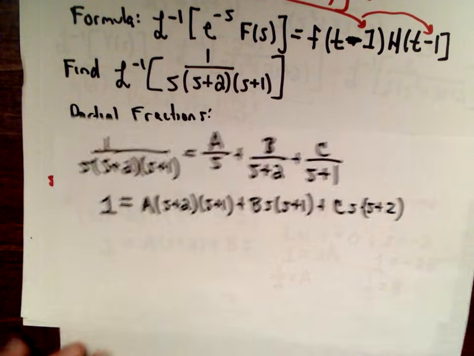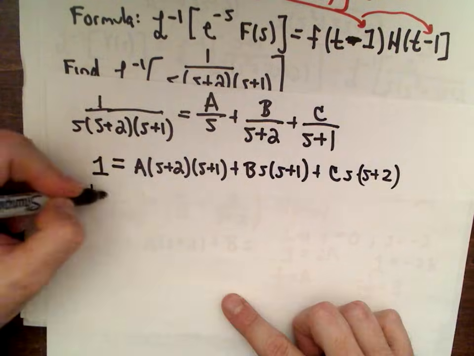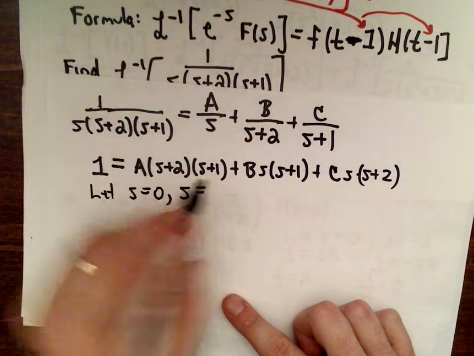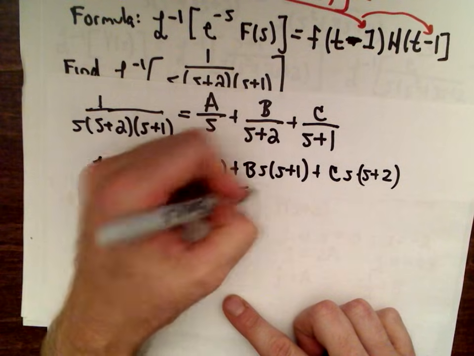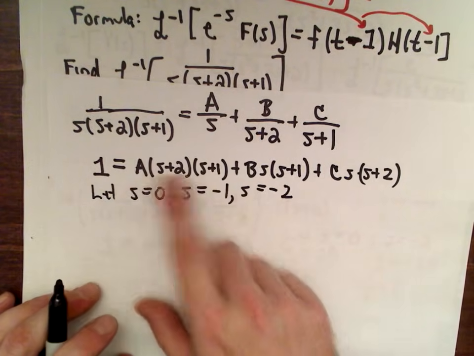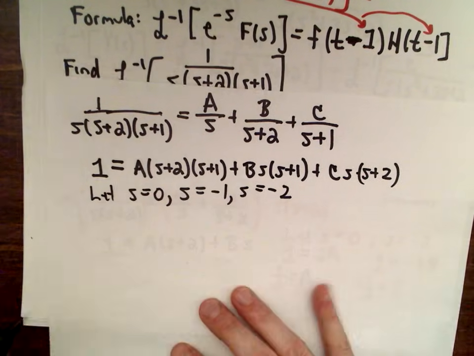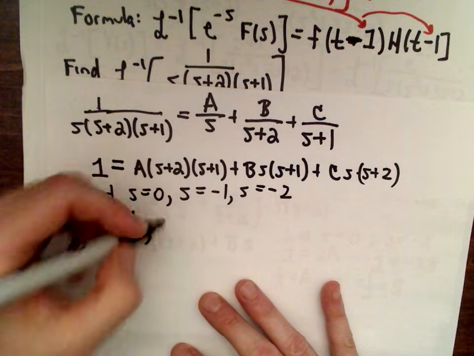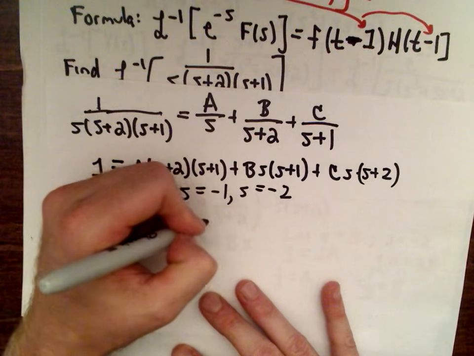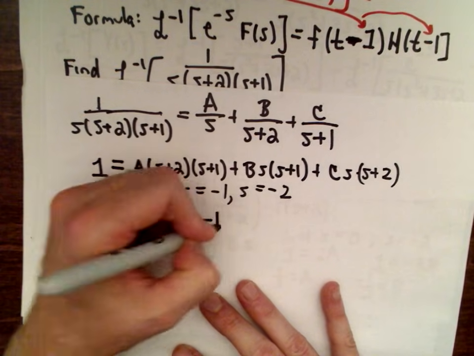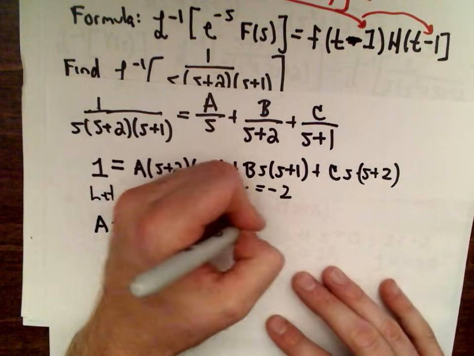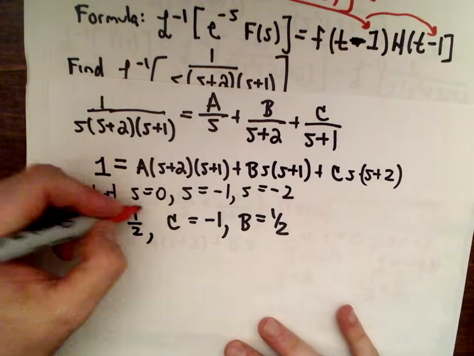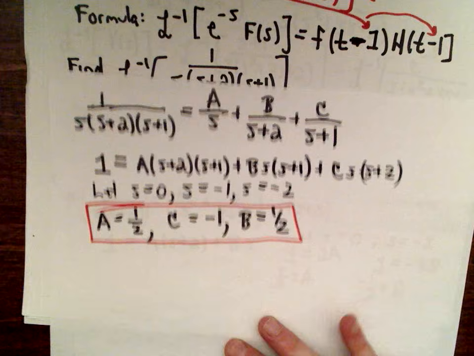Now, I'm not going to go through it, but you could let s equal 0, let s equal negative 1, and let s equal negative 2 to solve for a, b, and c. And when I did that, I got a to be equal to 1/2, c to be equal to negative 1, and b to be equal to 1/2. So again, that's kind of skipping those steps, but you still have to work a little bit to find those.